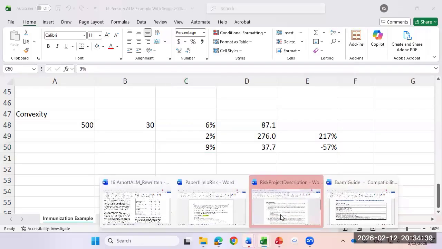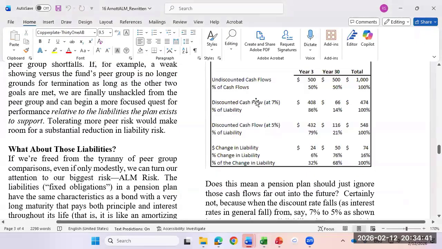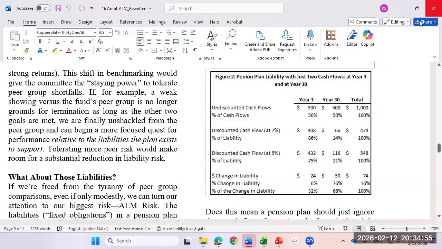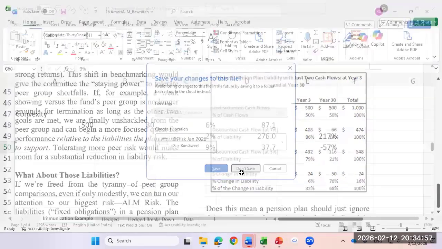So that's why I like this chart, because it so simplifies the whole formula. You have short-term liabilities, long-term liabilities. You see that argument that Arnott's making, that you can get rid of a lot of risk by really focusing on the long end of the curve. So we got his article out of the way.